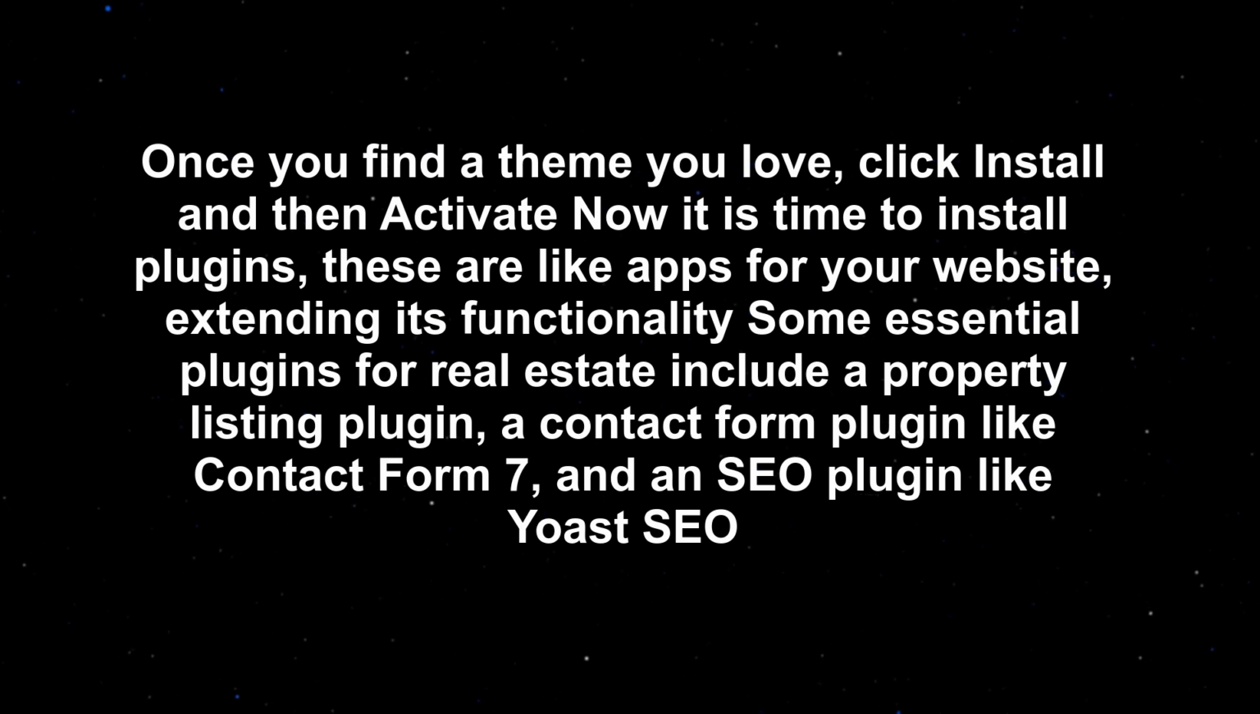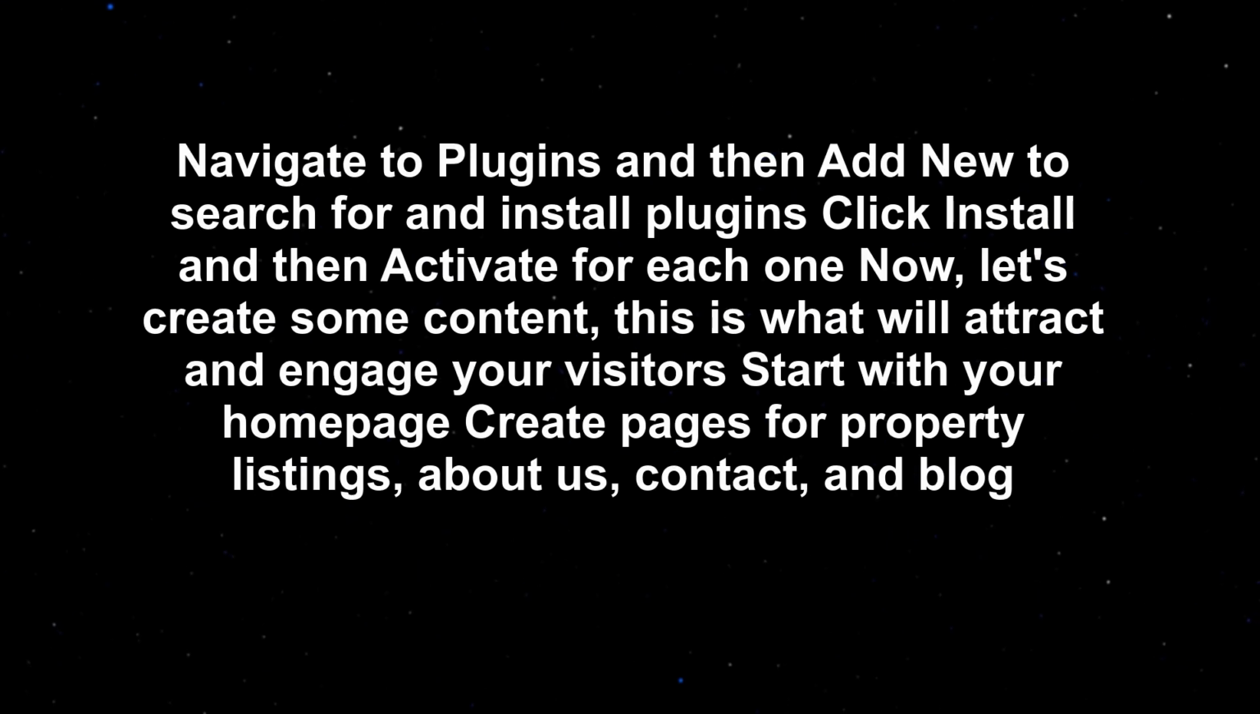Now it is time to install plugins. These are like apps for your website, extending its functionality. Some essential plugins for real estate include a property listing plugin, a contact form plugin like Contact Form 7, and an SEO plugin like Yoast SEO. Navigate to Plugins and then Add New to search for and install plugins. Click Install and then Activate for each one.